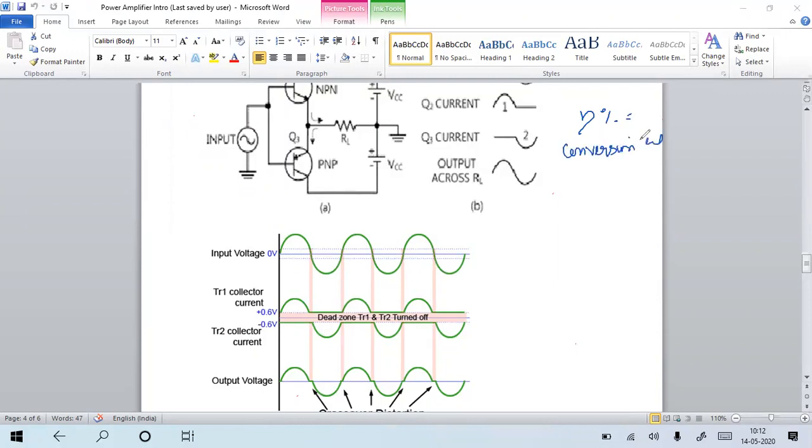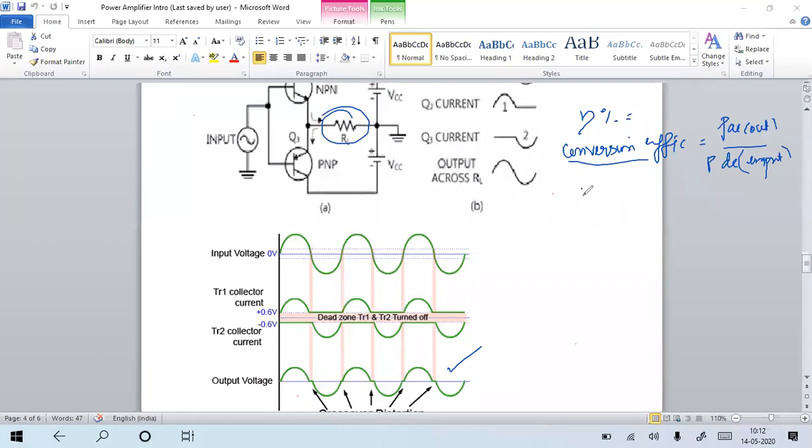Why is it the conversion efficiency? It is the ratio between the AC output power and the DC input power. Your DC power is converted into AC power. That is why we say it is a conversion efficiency. Okay. Now, what is your output? Your output is AC. The load output is produced at the load, but your complete output is AC power.